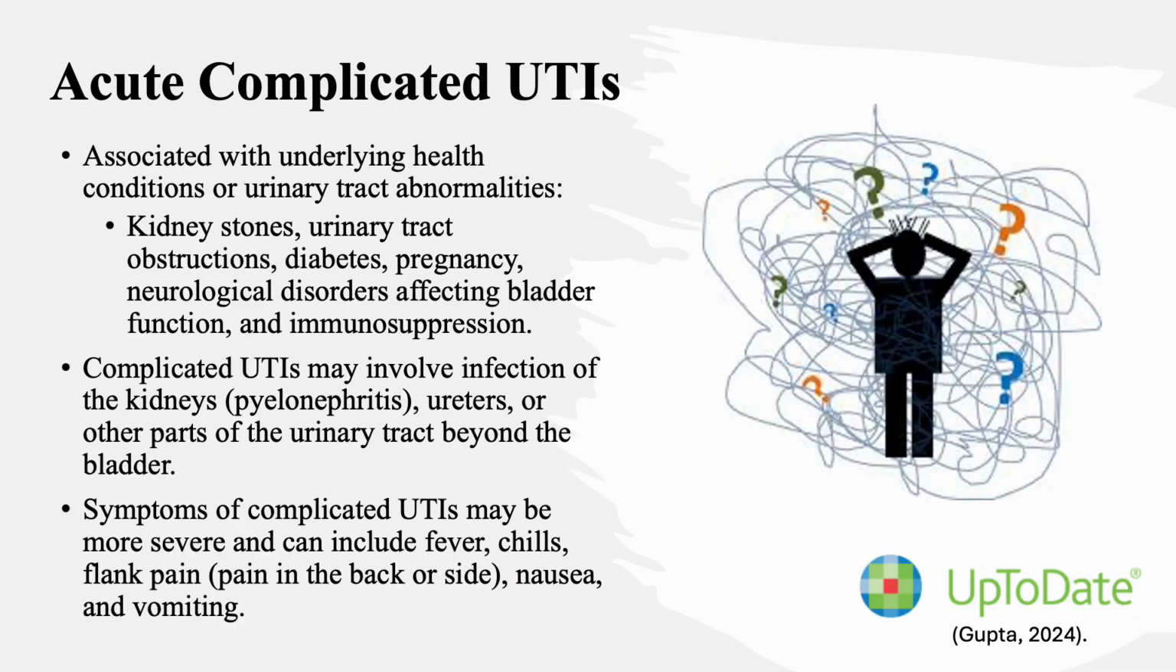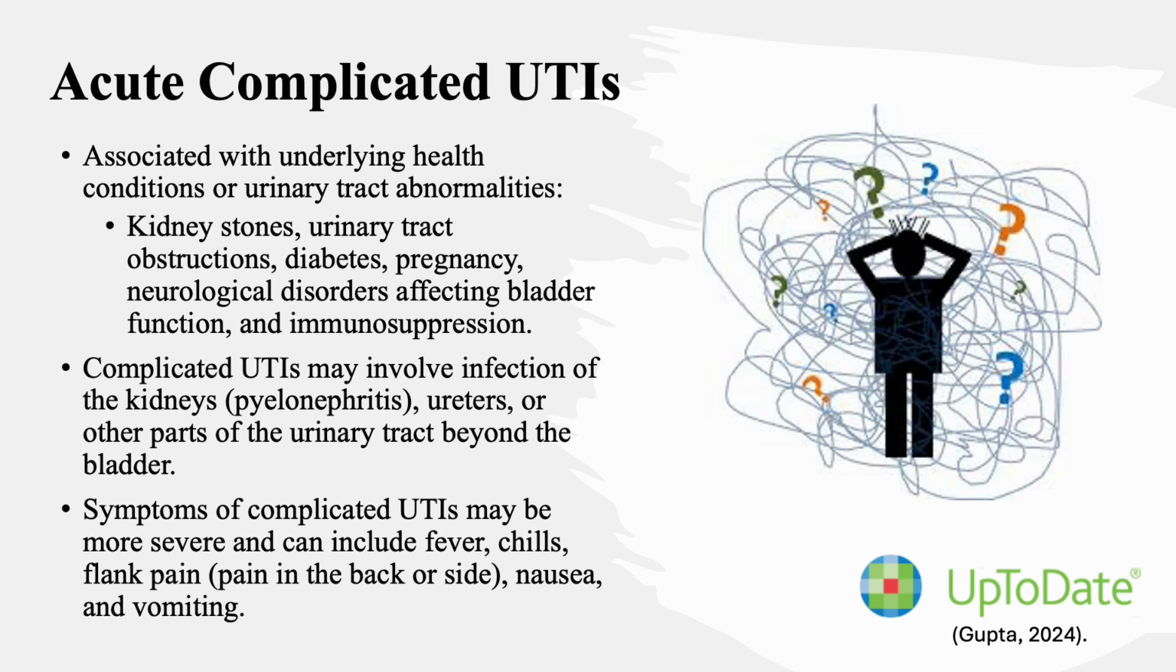Now we will move to the acute complicated UTIs. So, acute complicated UTIs represent a subset of urinary tract infections intricately linked to underlying health conditions or structural abnormalities within the urinary tract. Conditions such as kidney stones, urinary tract obstructions, diabetes, pregnancy, neurologic disorders that affect bladder function, and immunosuppression predispose individuals to these complex infections.